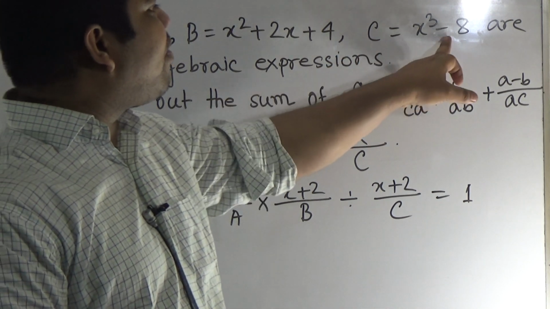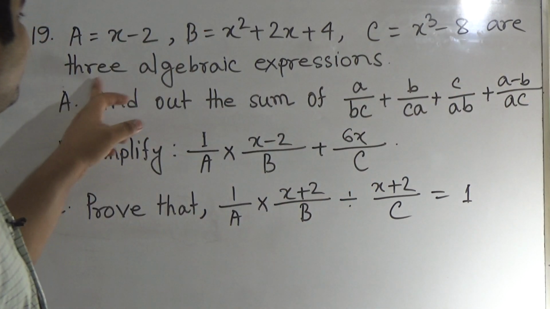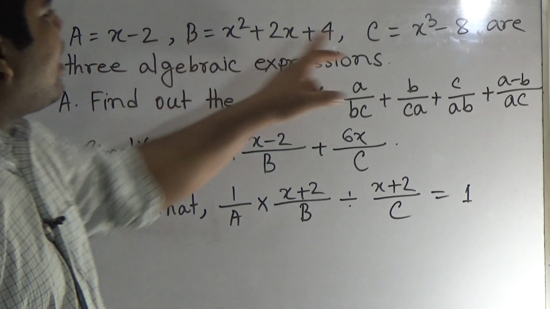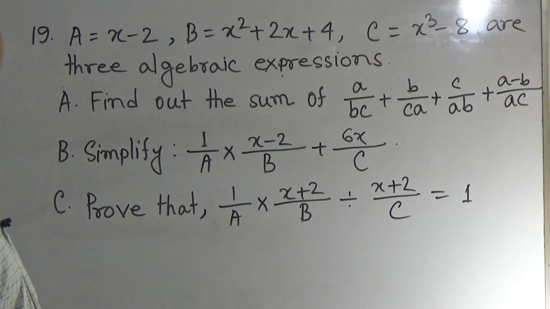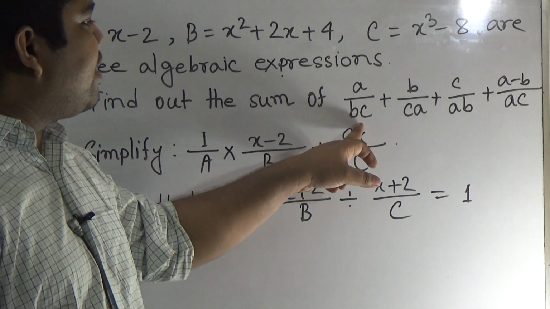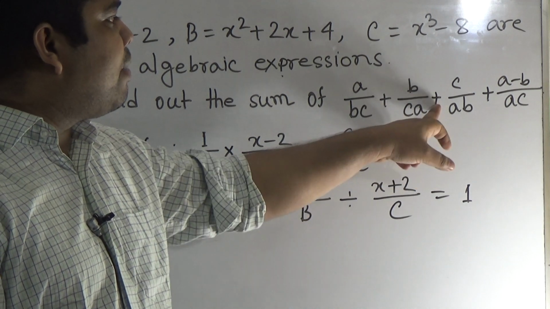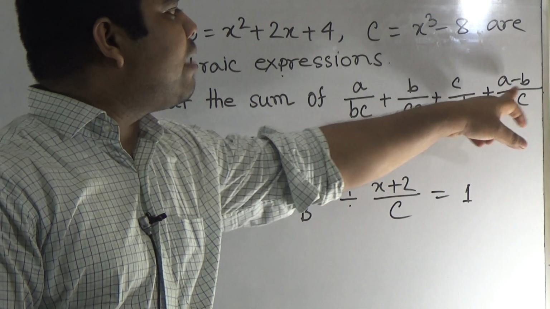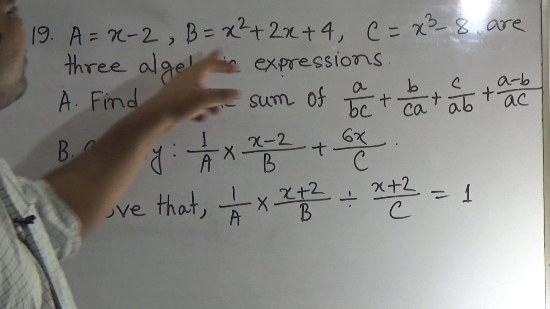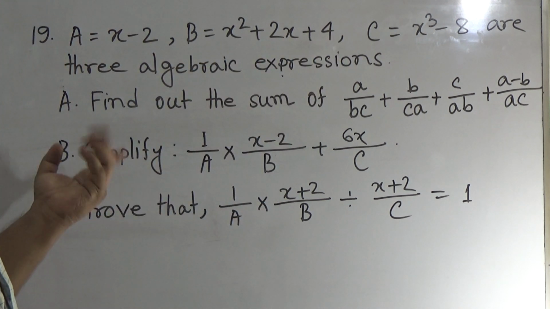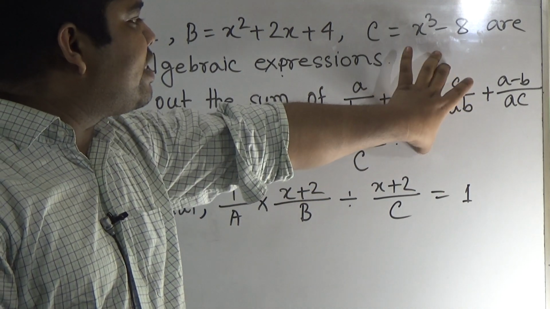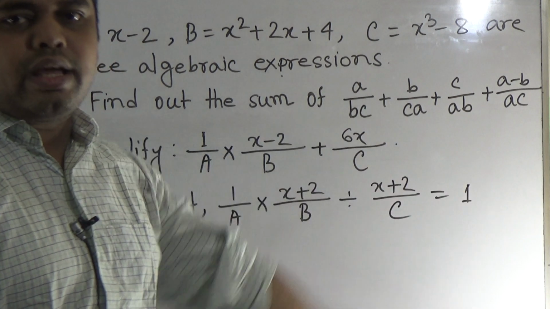equals x cube minus 8 are three algebraic expressions. That means the values of a, b and c are given. Now question number a: find the sum of a by bc plus b by ca plus c by ab plus a minus b by ac. That means we do not need the values of a, b, c to find the sum of this expression. We put in this expression, after that we solve, then we get the answer.